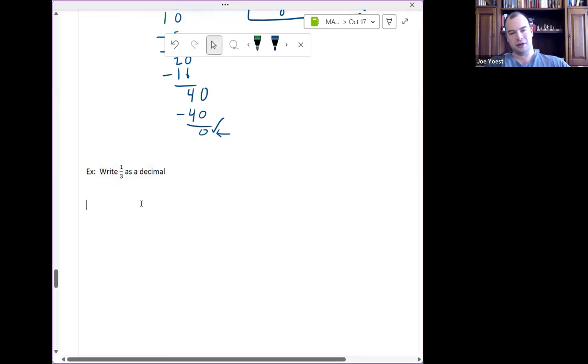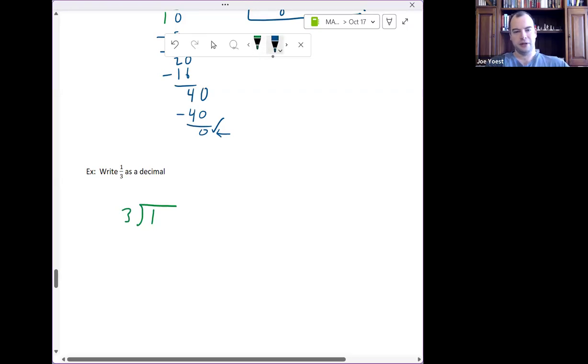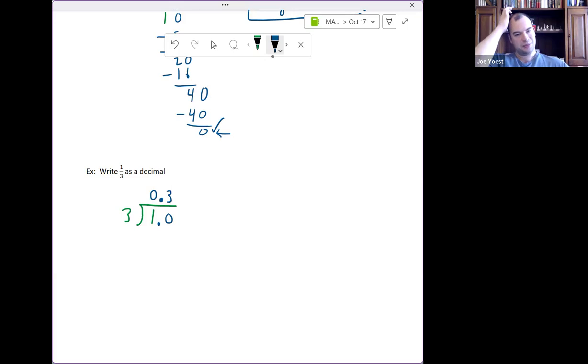Okay, let's look at this one, right? 1/3 as a decimal. So again, I have 1 divided by 3. 3 goes into 1 0 times, so I write 1 as 1.0. 3 goes into 10 three times. I've run into my decimal point, so let me bring that up. 3 times 3 is 9. 10 minus 9 is 1. I don't have a zero remainder. Let me tack on another 0 and bring that down.